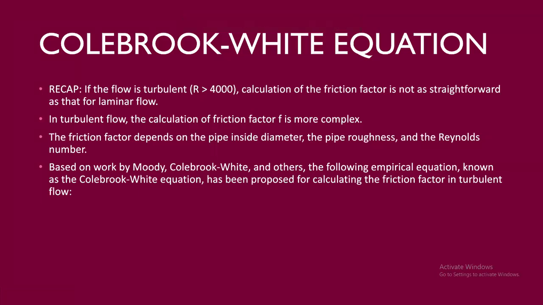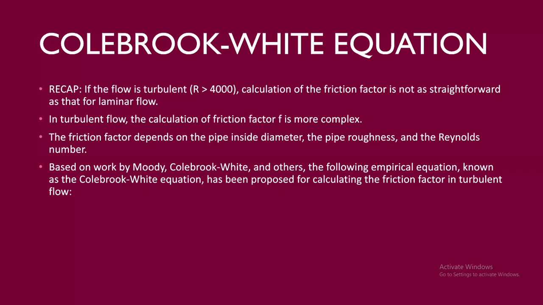So, recap on the Colebrook equation. If the flow is turbulent, that is if your Reynolds number is greater than 4,000, calculation of the friction factor is not as straightforward as that for laminar flow. If you remember from my last presentation, when the flow is laminar, we calculate our friction factor by dividing 64 by the Reynolds number, and then you get your friction factor. In turbulent flow, the calculation of friction factor F is more complex.